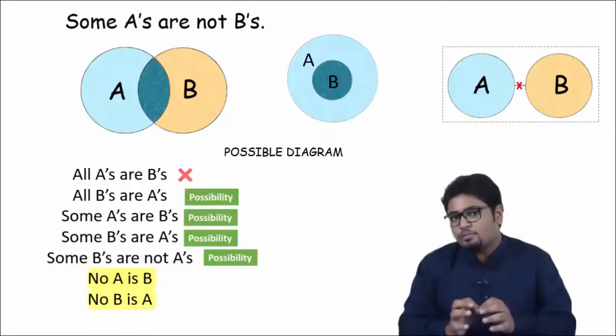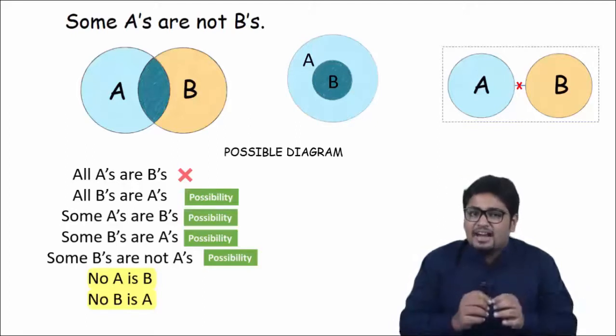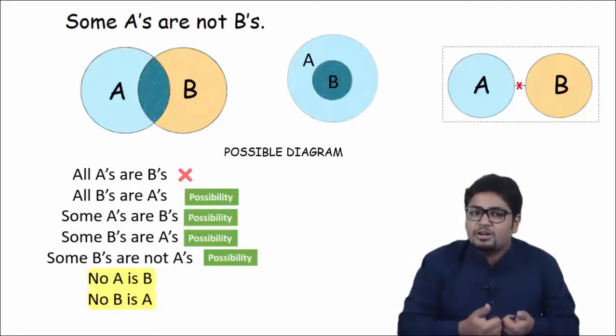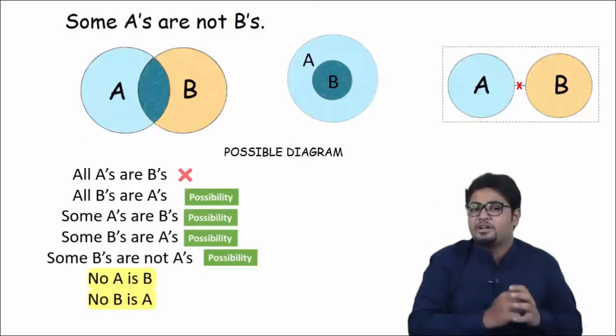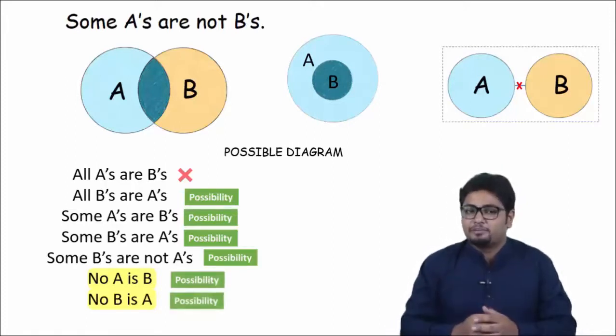Now we have "no A is B" and "no B is A." When there is no object in common between A and B, we can see that any element in A you take will not lie in B. So these are also a clear possibility.